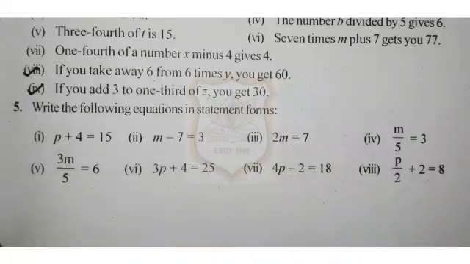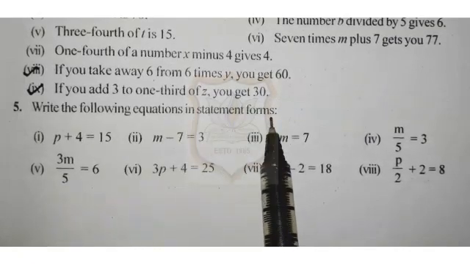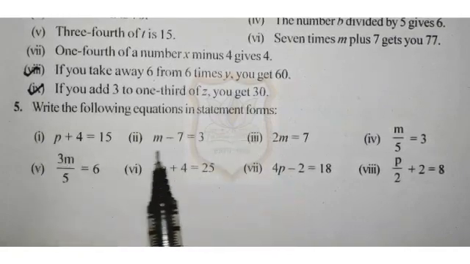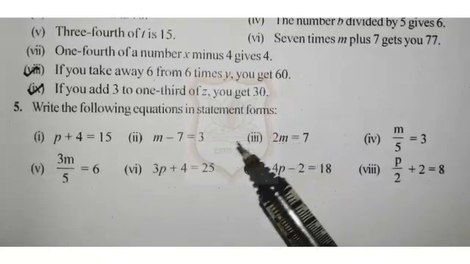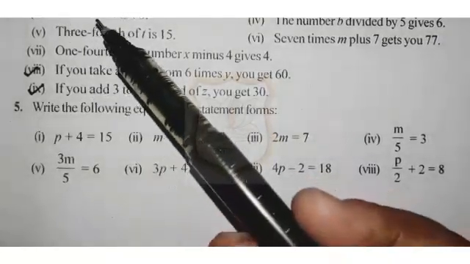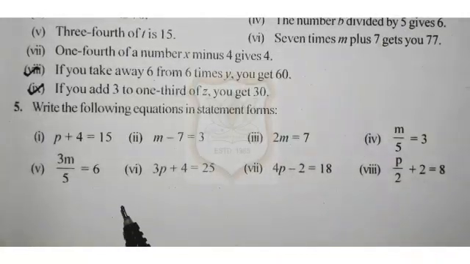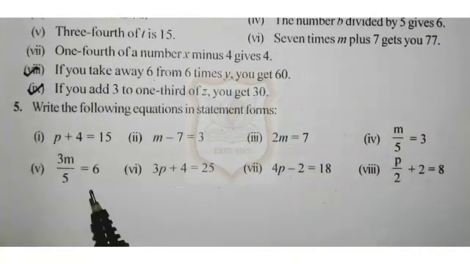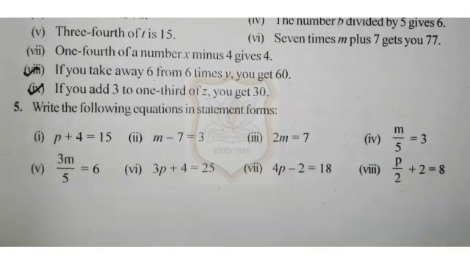Now let's solve question number 5 of exercise 4.1. Question number 5 is: write the following equations in statement form. It means equations are given and you have to form statements. Just like in the previous question, statements were given and you had to form the equation. But in this question, equations are given and you have to form the statements. So first part is p plus 4 is equal to 15.